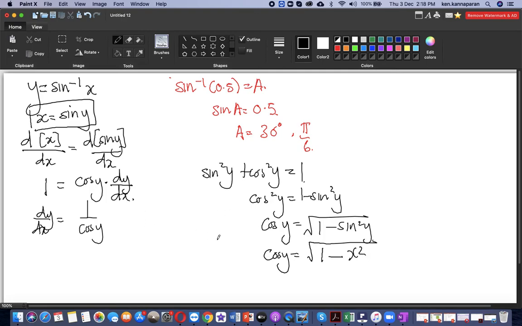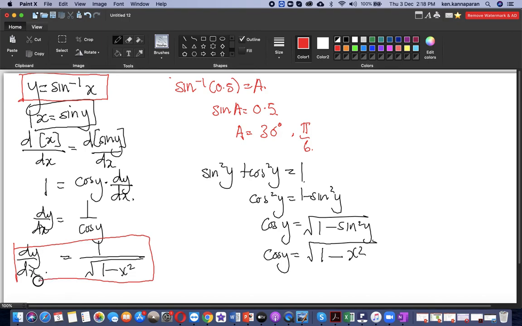So subbing this value into the identity, I will get dy dx equals 1 over the square root of 1 minus x squared. So remember, when you differentiate inverse sine, you get 1 over the square root of 1 minus x squared.